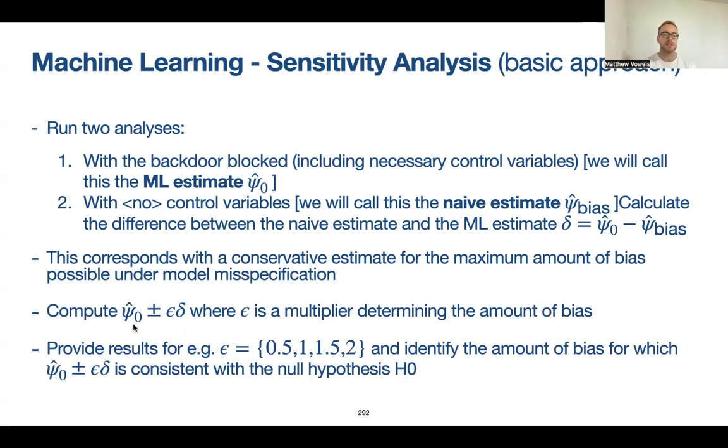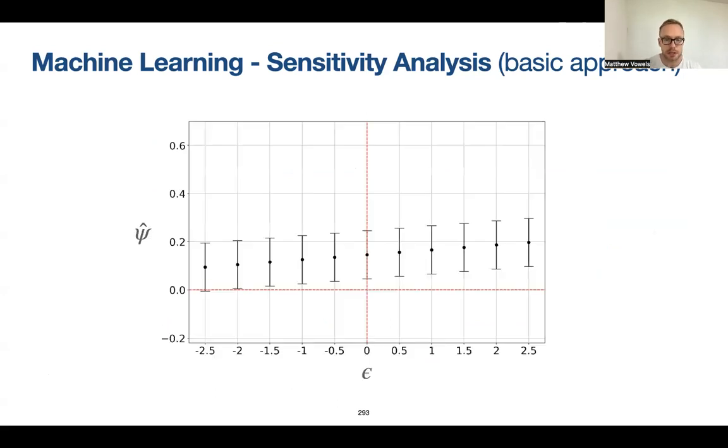So we can explore, for instance, what happens when we add 0.5 of the amount of bias that would occur if we didn't include any confounders. And then we can do this in various steps, and we can subtract and add, like we've got here, plus and minus. And so we can see at which point, what amount of bias would be necessary to render our effect consistent with a null hypothesis, for instance.